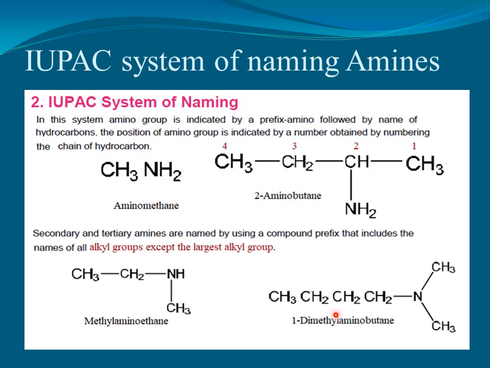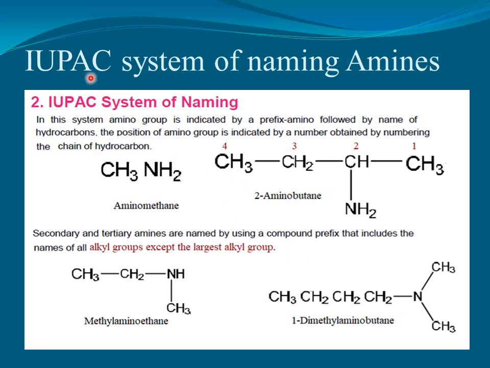In the next example, you can see it is 1-dimethyl amino butane. Why? Because this is carbon number 1, 2, 3 and 4. So my longest chain is butane. Now on carbon number 1, the amino group is attached, which is further attached with two methyl groups. But it is a tertiary amine. Why? Because this nitrogen is directly attached with 3 carbon atoms.